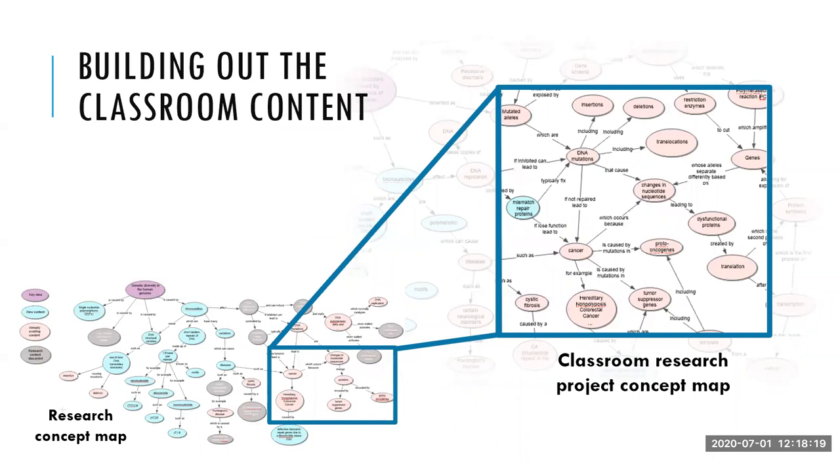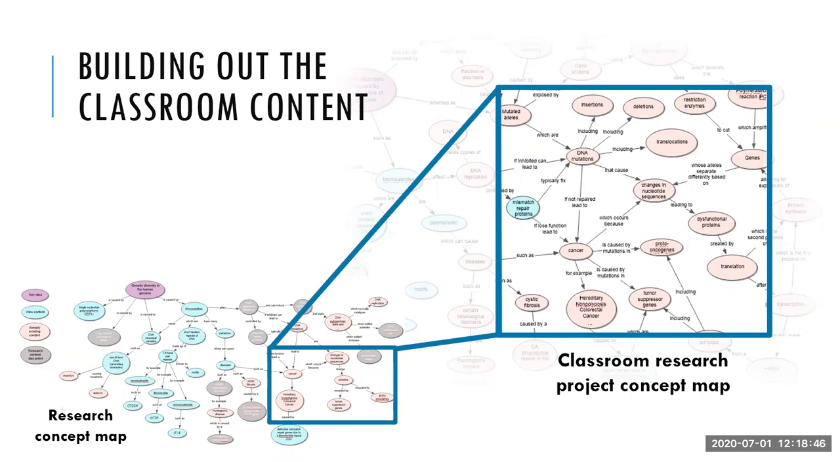So once you have identified what things you already teach and what things that you do not want to include in your classroom research project from your research, then you're going to think about how you can build out the classroom content. So how did I ultimately decide on what content to include in my classroom research project? Well, I decided to hone in on the section of my research concept map that was already rich in content that I covered in my class.